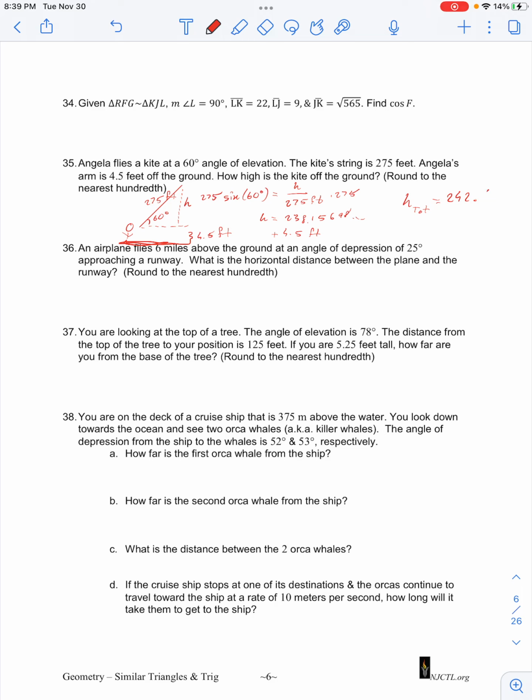Rounding to the nearest hundredth, we'll have 6.656. Since 6 is greater than 5, we'll round up the 5 to a 6. So we have 242.66 feet.